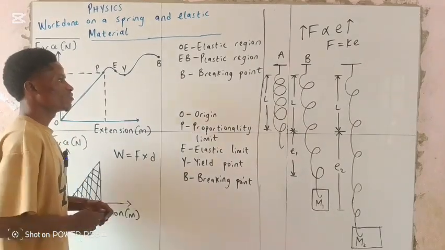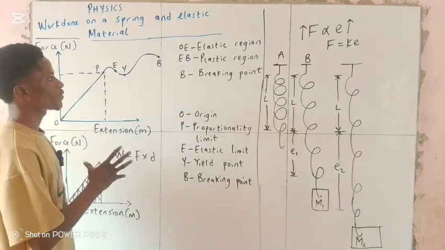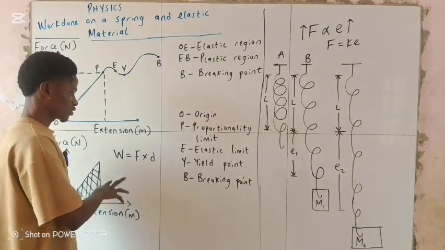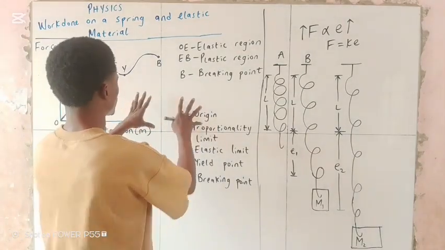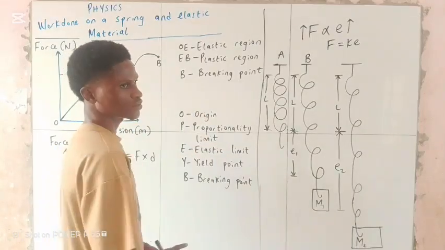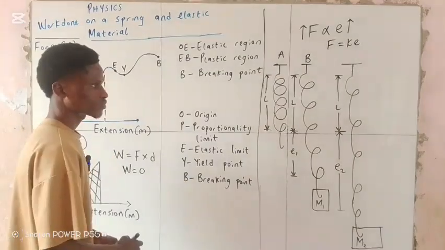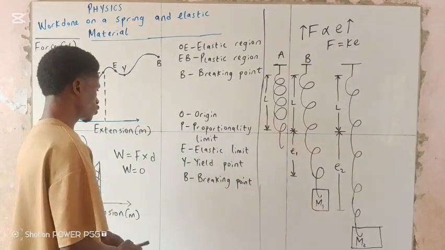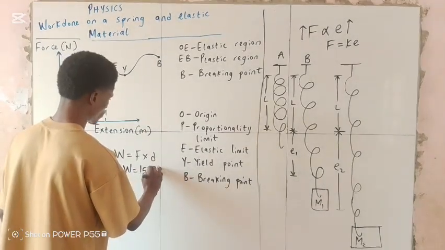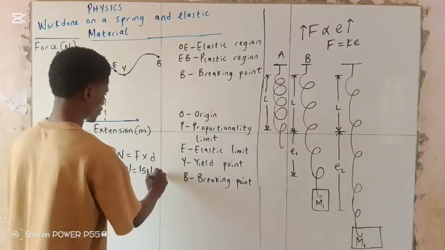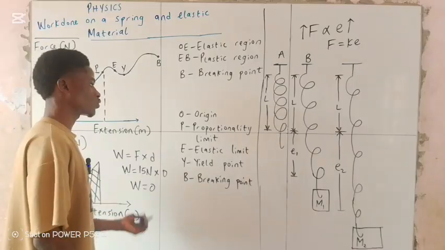Now remember inside work done, there's this concept that even though you apply force, if there's no distance, work done is zero. By just pushing this body, applying force to it and it's not moving, work done is zero. In as much as there's no movement, so even if I apply a force of 15 Newton and the distance is zero, the work done is zero. So no work is done.